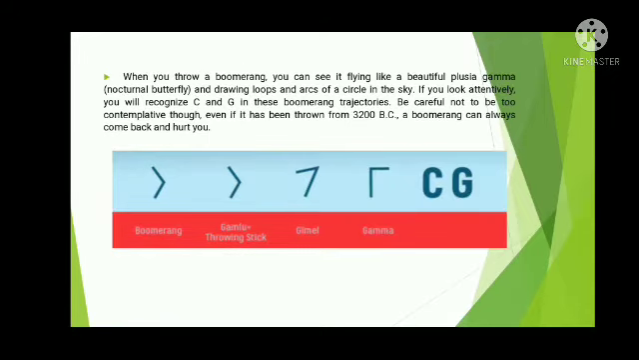Next, we have the evolution of letter G. When you throw a boomerang, you can see it flying like a beautiful fuchsia gamma, a nocturnal butterfly, drawing loops and arcs of a circle in the sky. If you look attentively, you will recognize C and G in these boomerang trajectories. Be careful not to be too contemplative, though, even if it has been thrown from 3200 BC, a boomerang can always come back and hurt you.